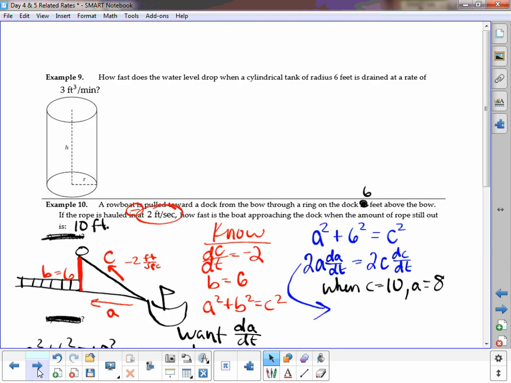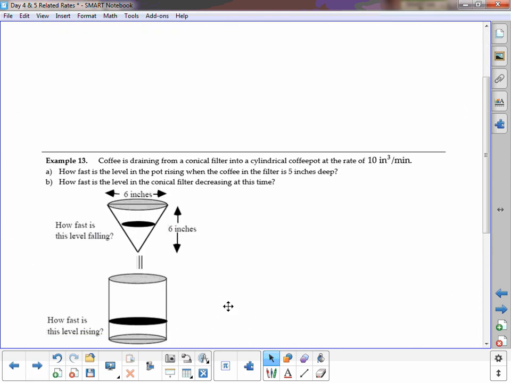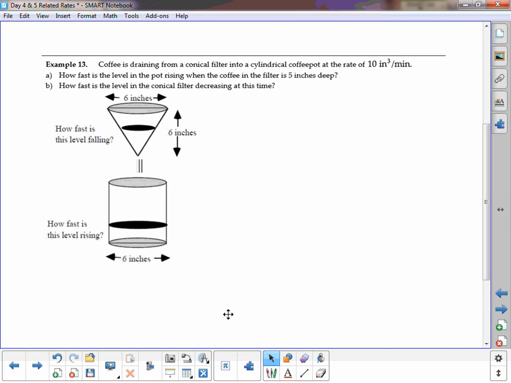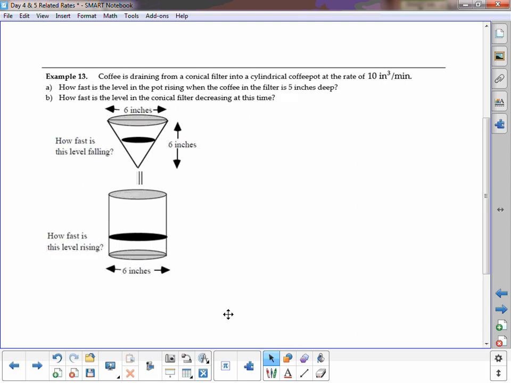This is one that was not required for you to do. But they're not similar shapes, though. They're not similar shapes, you're correct. Okay, so let's actually just go through this one.